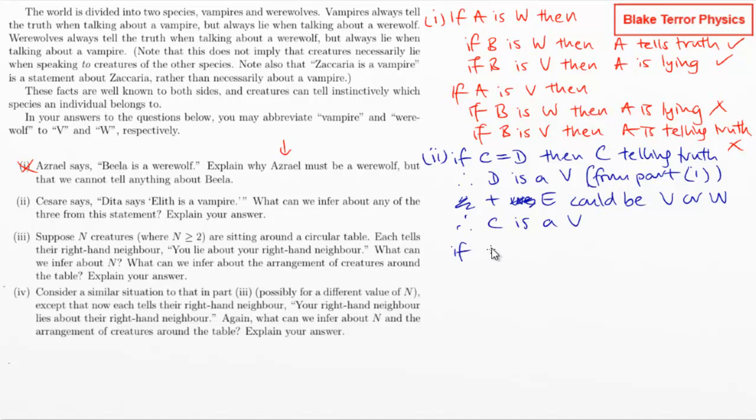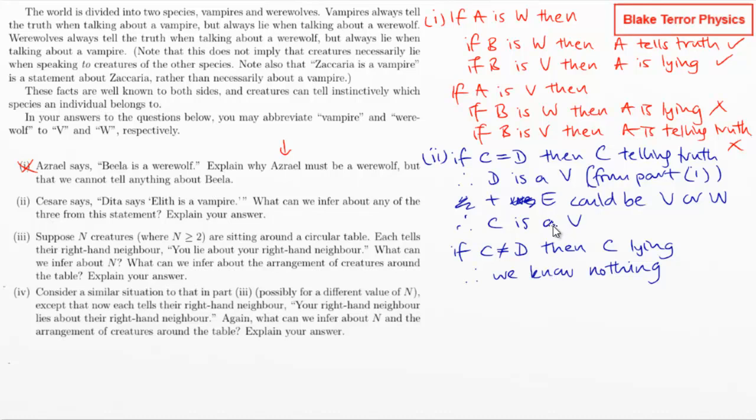Then if C is not equal to D, then what's happening? That means that C is lying. So D hasn't said that. Well, we don't know anything then. I mean, we don't even know if D said anything. If C is lying, we get nowhere. Therefore, we know nothing. So what can we infer about any of the three from this statement? Well, we haven't actually inferred anything really, have we?